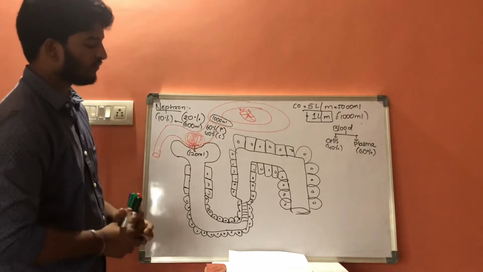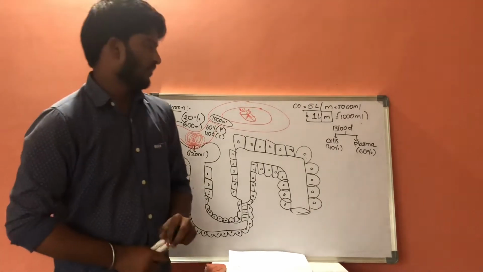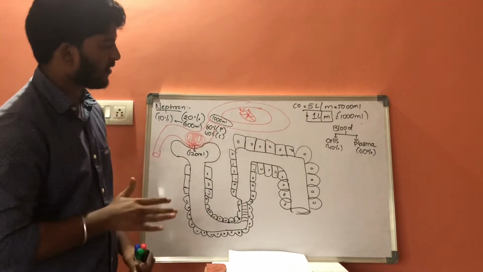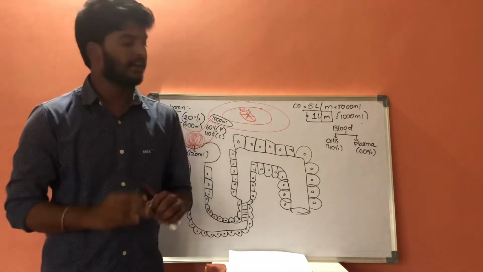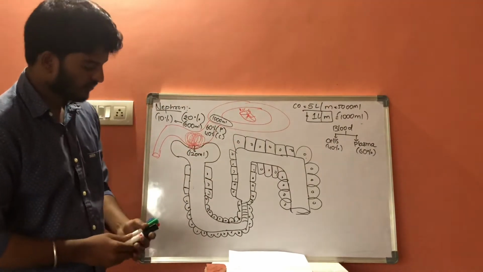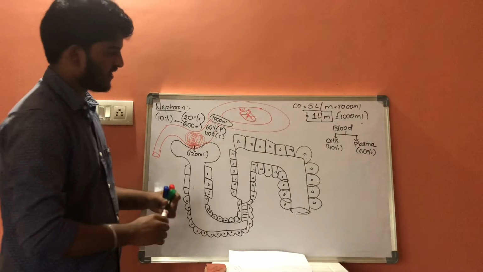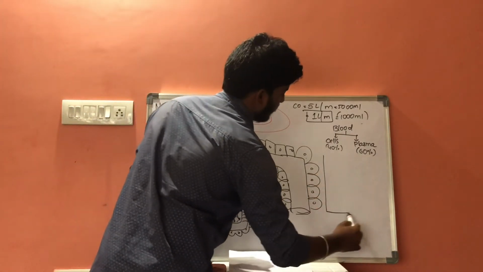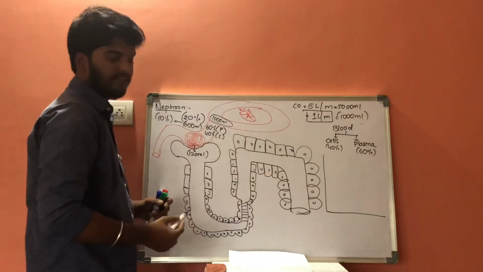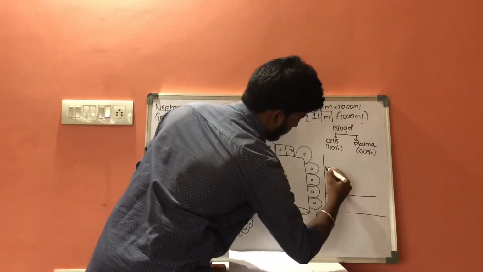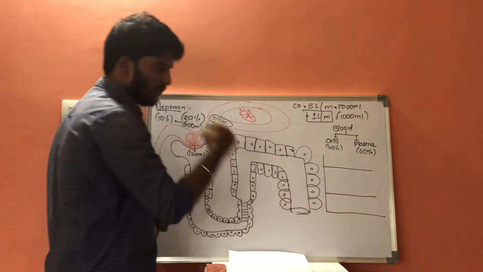Now out of all this, how much volume of urine should be released from a normal person? So let us consider one graph. Let us consider this is one graph. So here let us consider two lines.